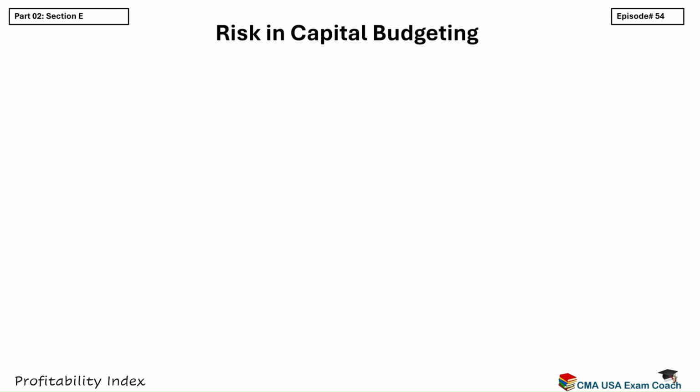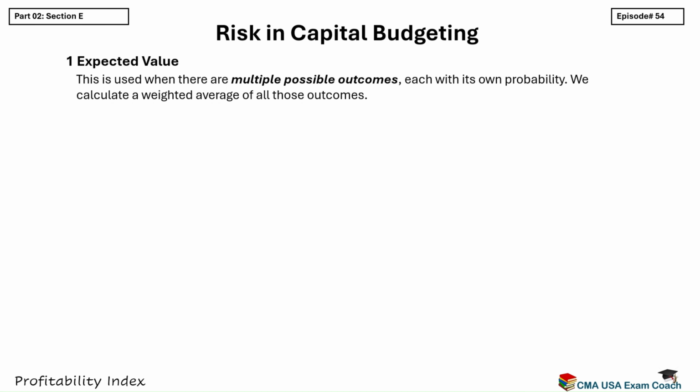The first one is expected value. This is used when there are multiple possible outcomes, each with its own probability. We calculate a weighted average of all those outcomes. For example, if a project has a 50% chance of earning $100,000 and a 50% chance of earning $200,000, then the expected value will be $150,000. This gives management a realistic estimate instead of relying on just the best case or worst case.